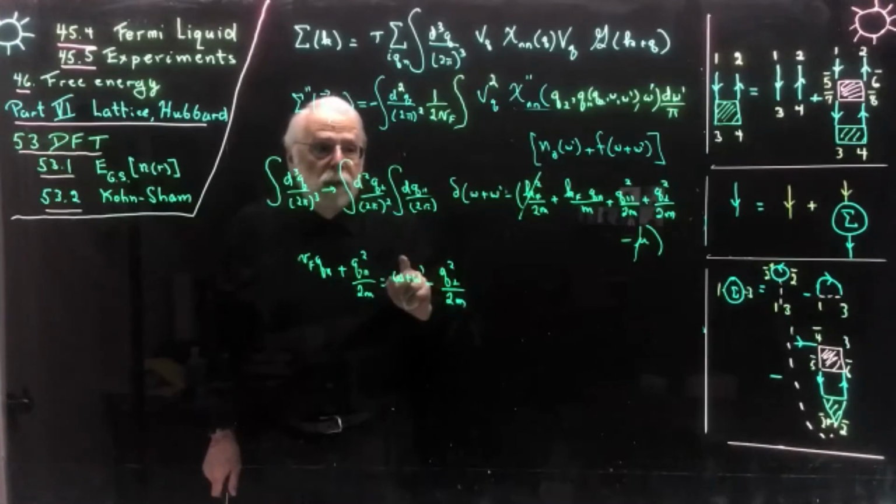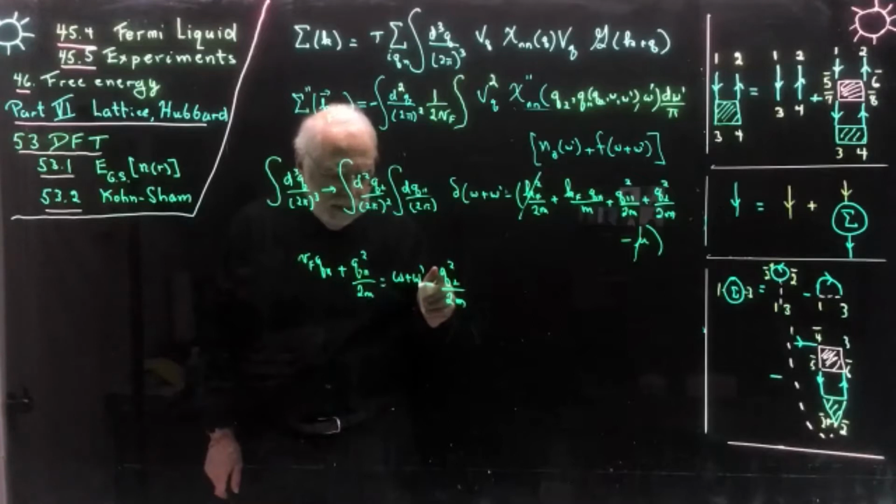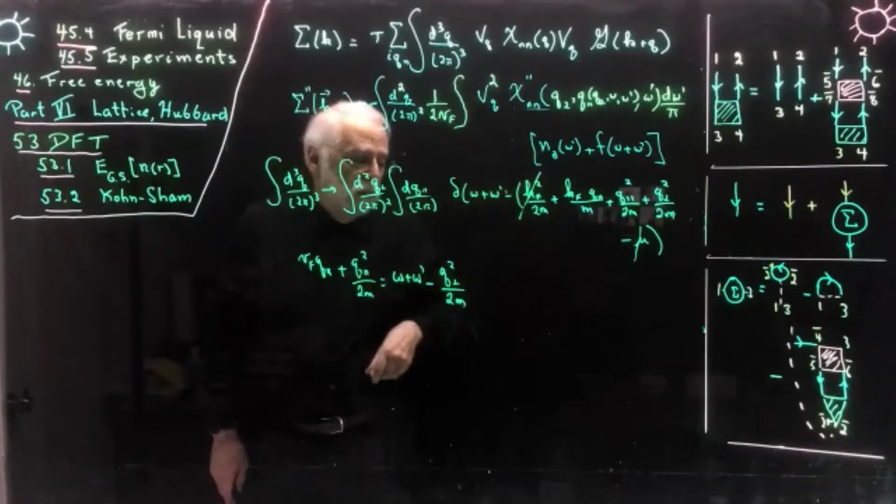Small with respect to what? With respect to the Fermi wave vector. Now, what is the scale of this q perpendicular? The scale is the Fermi wave vector, right? We can integrate over the whole thing.